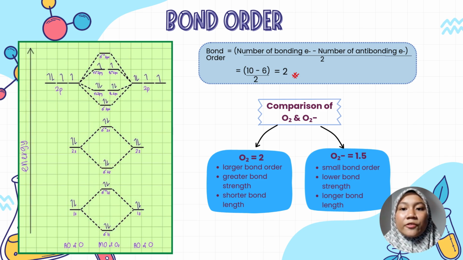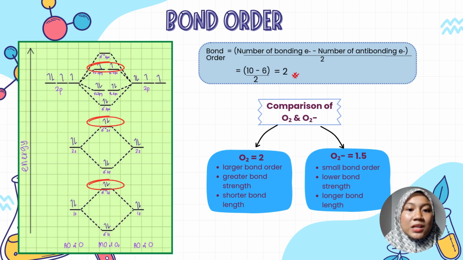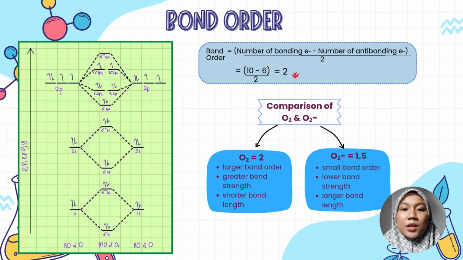The next one is the number of antibonding electrons. We have sigma star 1s2, sigma star 2s2, pi star 2py1, and pi star 2pz1. So the total is 6. So 10 minus 6, and then divided by 2, we get 2.